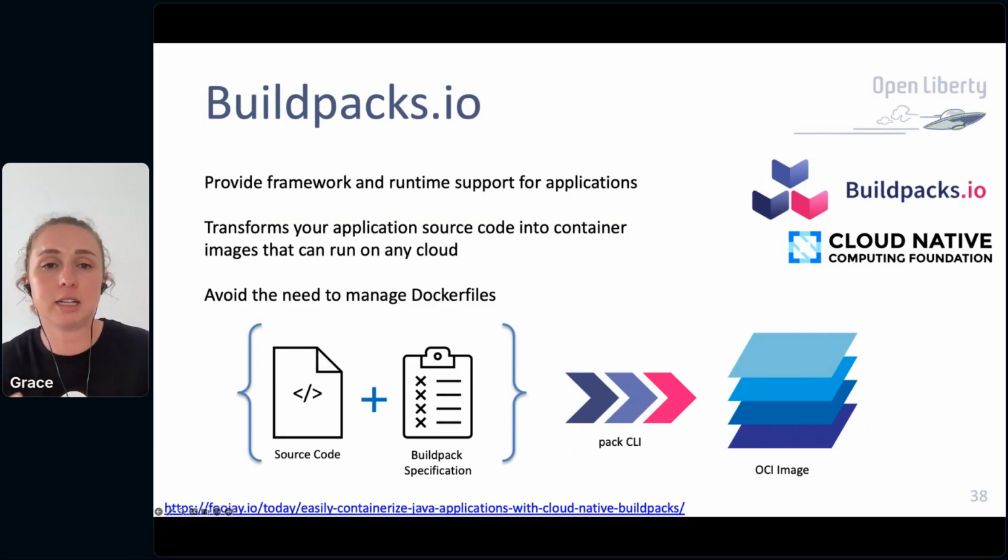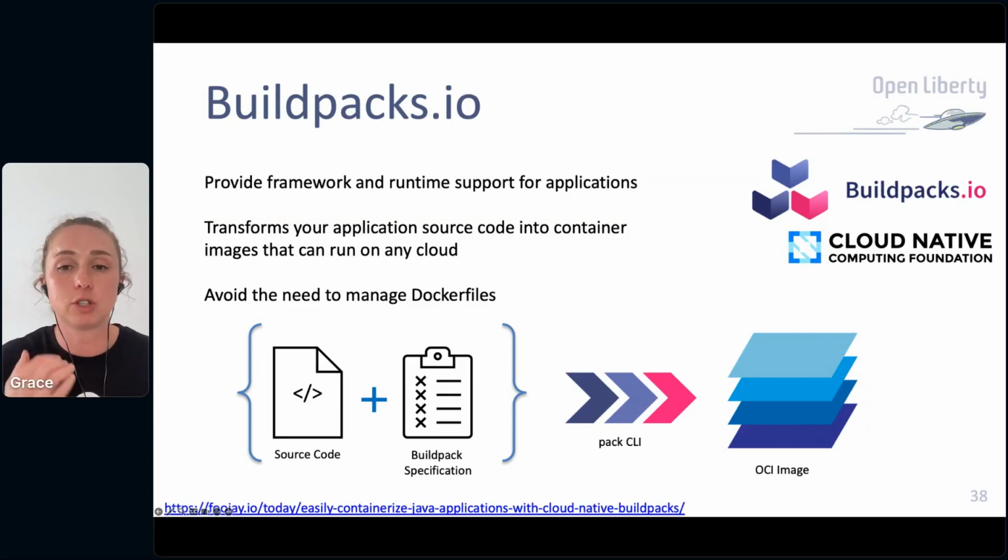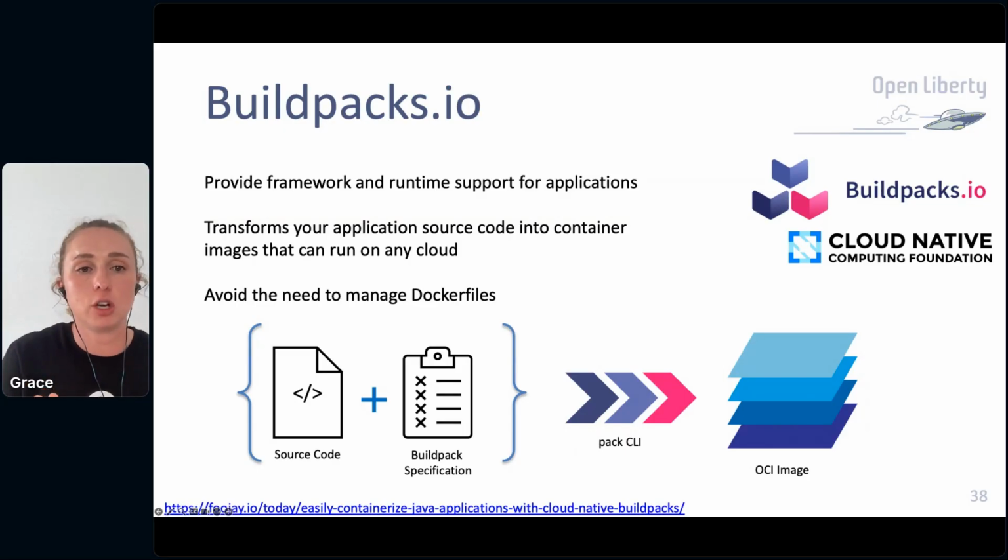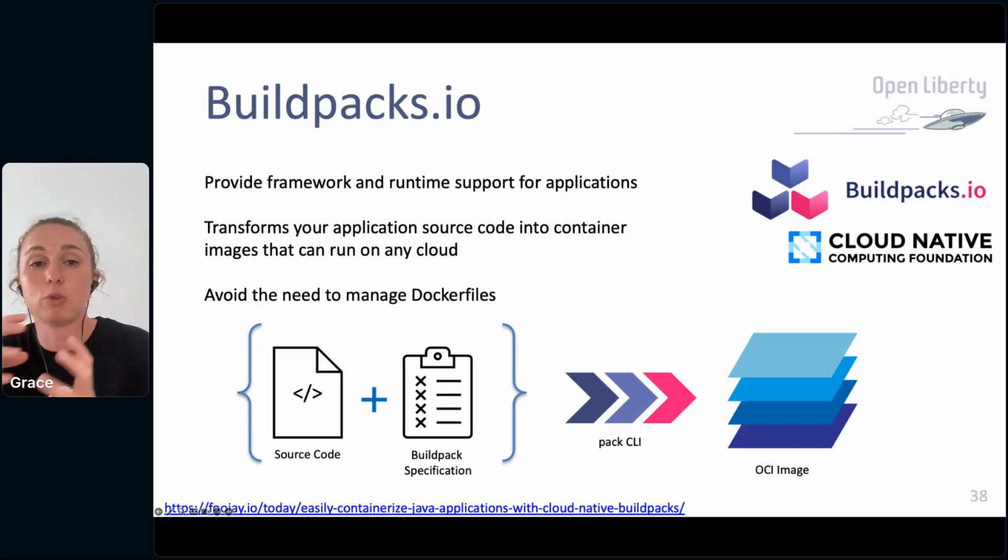Having a standard that's really at the cutting edge of protocols and process allows us to transform our application source code into container images that can run on any cloud without needing to manage Dockerfiles within our application. All you need is your source code and the Buildpacks specification, and Buildpacks is able to take those two components using the Pack CLI and turn them into an image that's ready for deployment to the cloud.